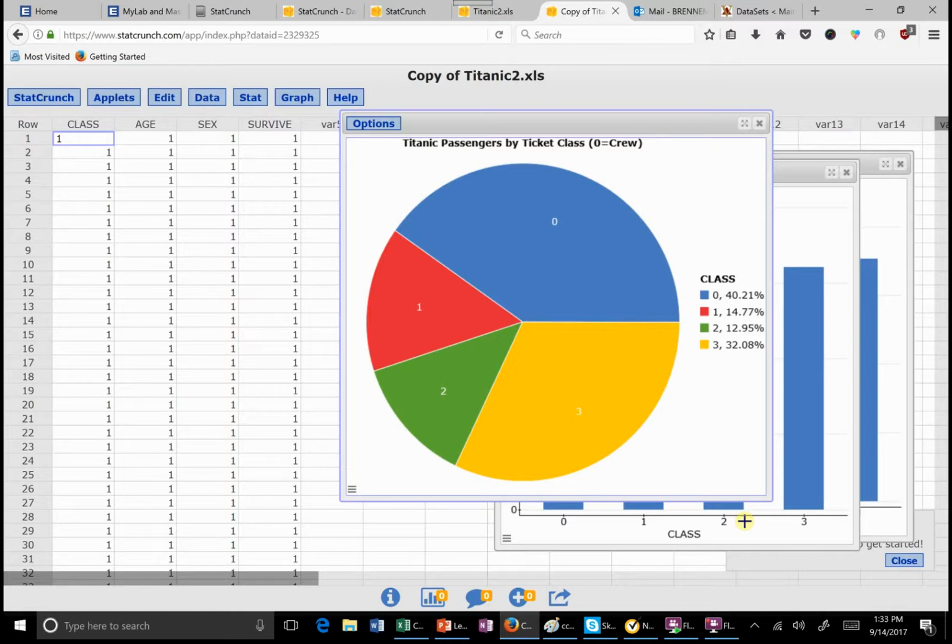Notice that it's harder to read, at least to my eye, it's harder to read pie charts than it is bar charts. I think in general that tends to be true. You have to go over, find the thing, find the color, find the percentage. But the same thing would be true. The mode is class 0, which is the crew, at roughly 40%. And you can mess around with that.